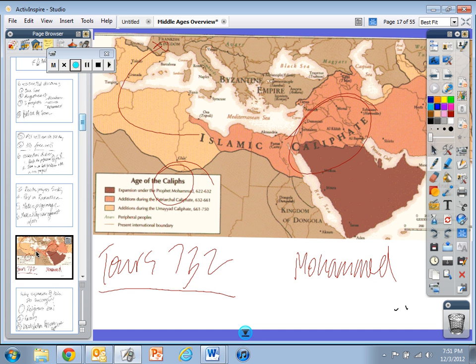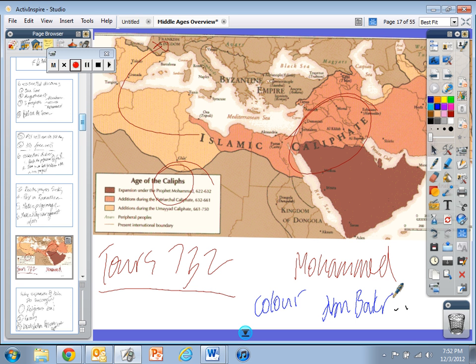What is this one? The Age of the Caliphs. If you look at that, you've got different colors showing different expansion. This would be a great one to talk about the various caliphs that you have. Abu Bakr, for example. I'm not going to give you all of the answer, but can you see how you would do that?